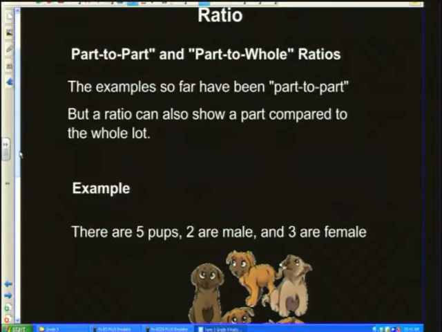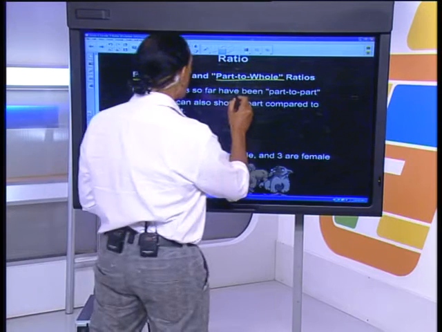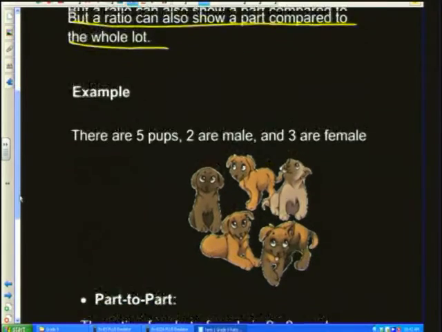Let's look at part to part and part to whole in ratios. What do we mean by this? Part to part and part to whole. The example we have here is part to part, but the ratio can also show a part compared to the whole lot.